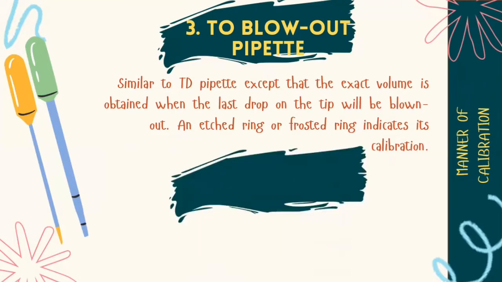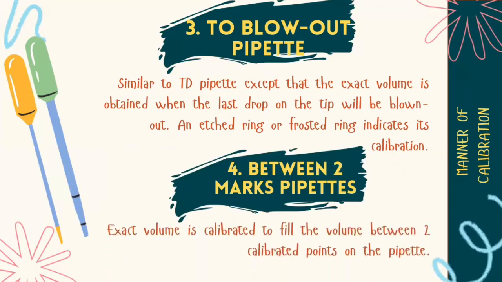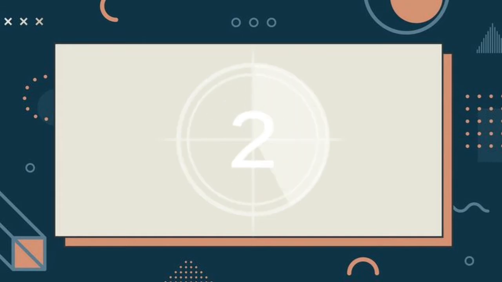Last is the between two marks pipette. The exact volume is calibrated to fill the volume between two calibrated points on the pipette. Let's watch the video of calibration and use of a volumetric pipette.